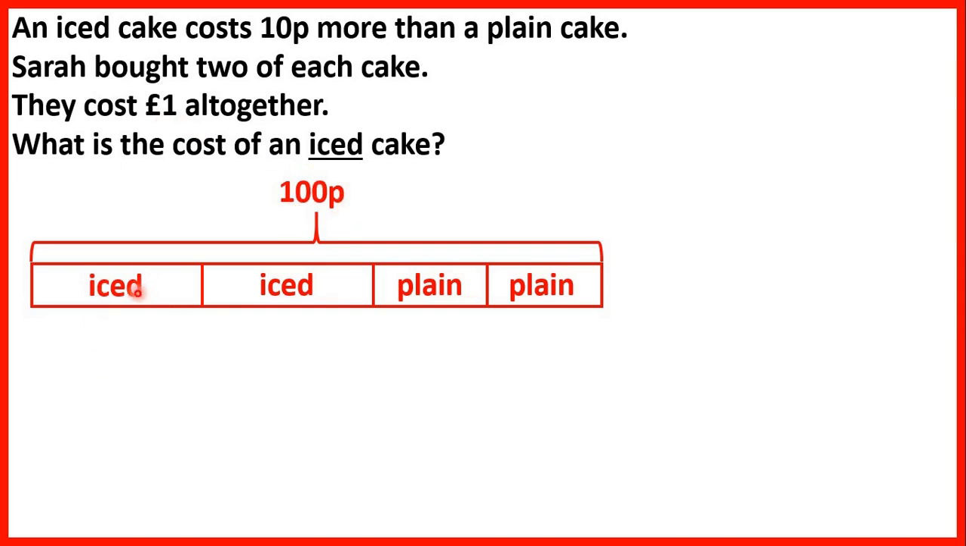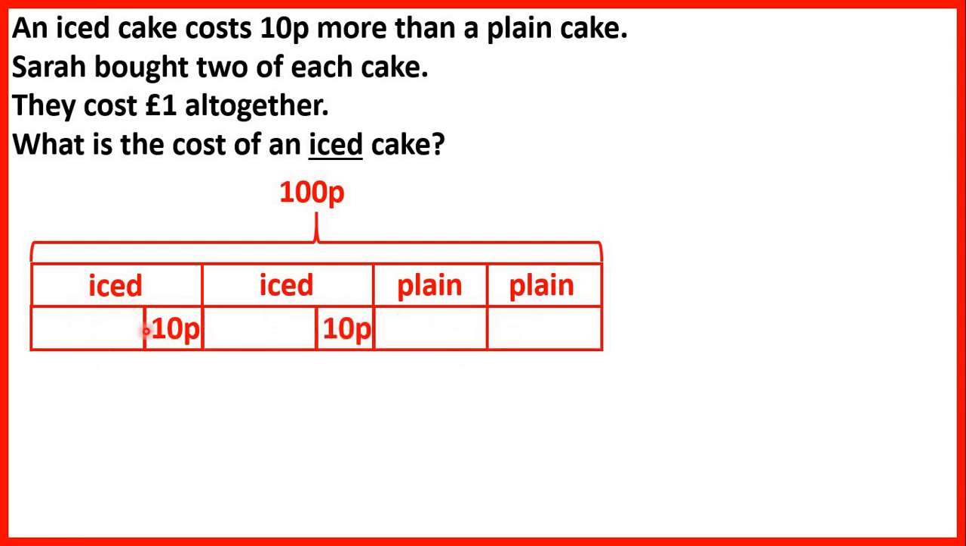Now we know that an iced cake costs 10 pence more, so underneath our iced bars we can draw another bar and 10 pence. So now, looking at our second row, we have 2 bars that are 10 pence, so that's 20 pence, and if we subtract that from 100 pence, we get 80 pence. So these 4 bars together are worth 80 pence. To find the value of 1 bar, we can divide by 4 because we have 4 bars, and 80 pence divided by 4 is 20 pence.